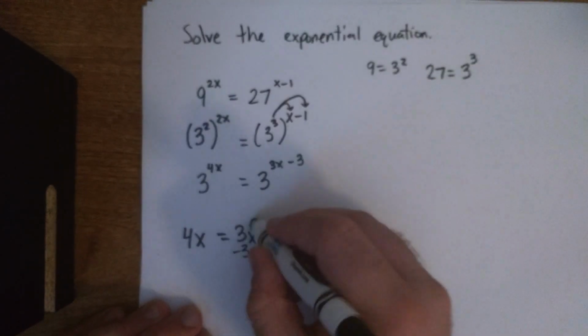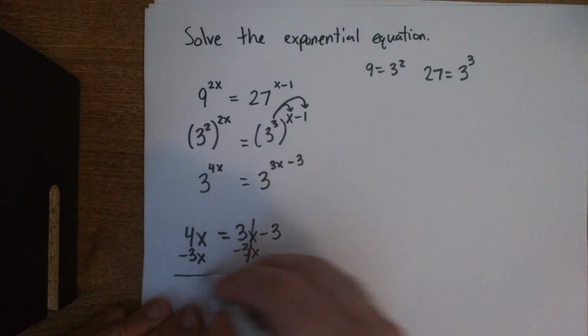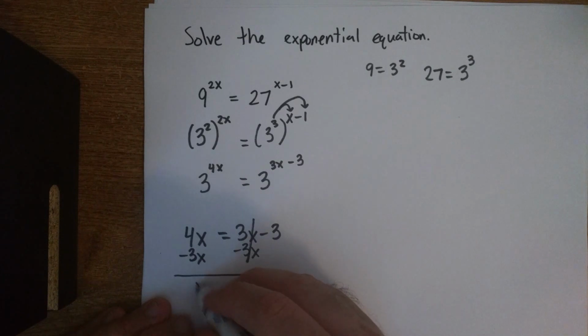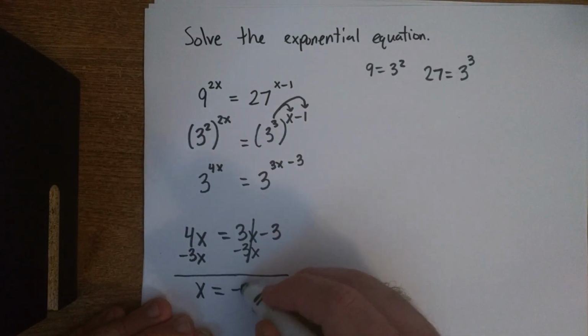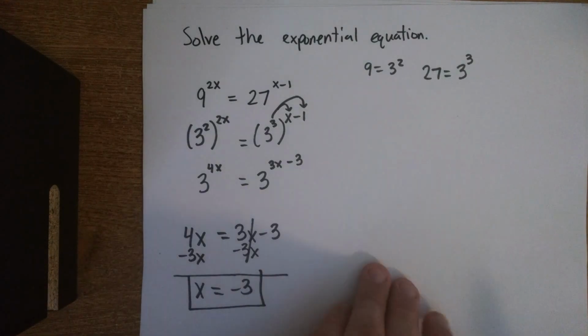So these reduce right here. But what you do to one side, you got to do to the other. 4x minus 3x is just x. Negative 3 comes down, and that's your answer. Okay?